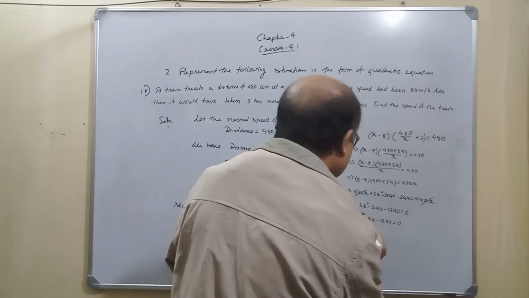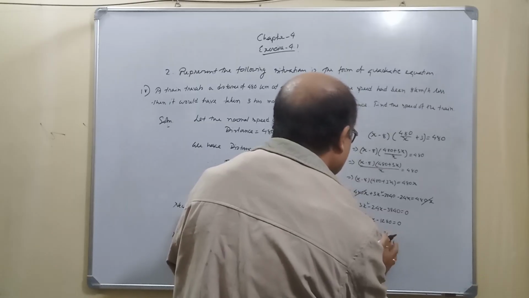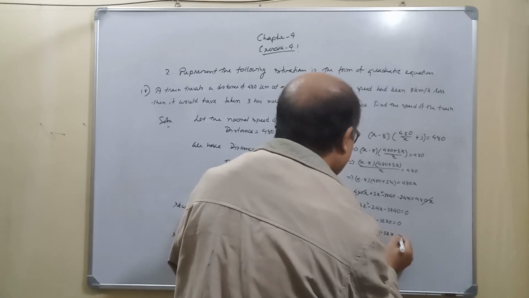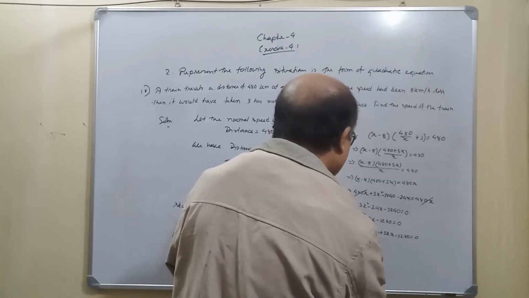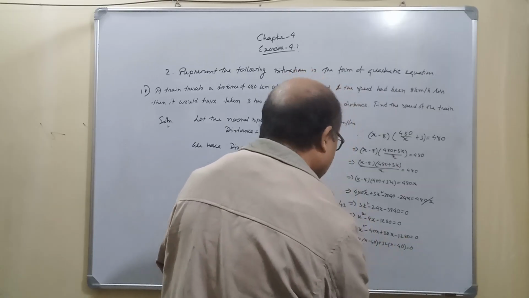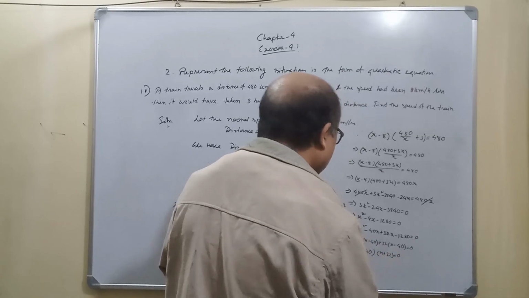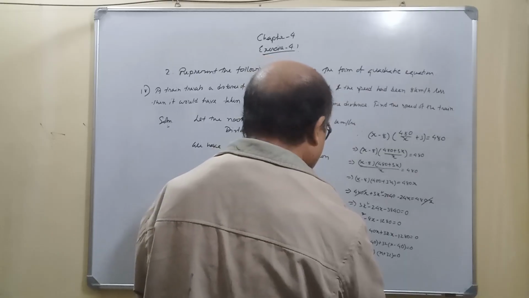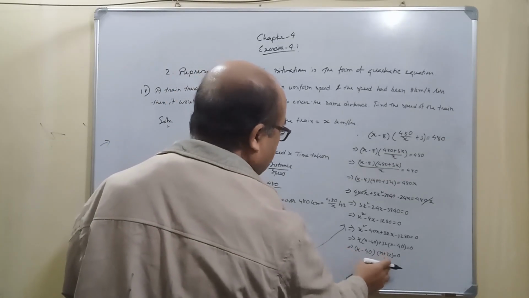So we will expand it. x square minus 40x plus 32x minus 1280 equal to 0, which implies taking x common, x into x minus 40 plus 32 into x minus 40 equal to 0. 32 into 40 is 1280, which implies x minus 40 is common, so we take it common, then x plus 32. So x minus 40 into x plus 32 is 0.